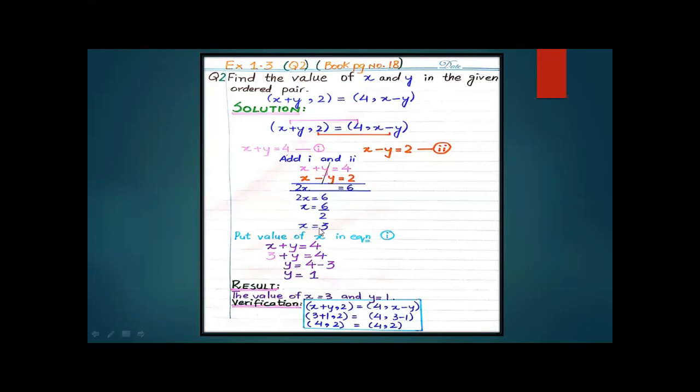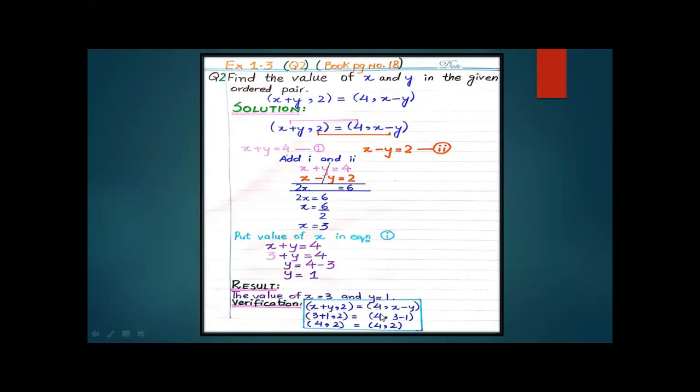The value of x is 3. The value of y is 1. This is the result. You can also verify your answer by putting the values in the ordered pair. The first ordered pair is x plus y comma 2. The value of x is 3, the value of y is 1. So 3 plus 1 is 4. So its x ordinate is 4, its y ordinate is 2.